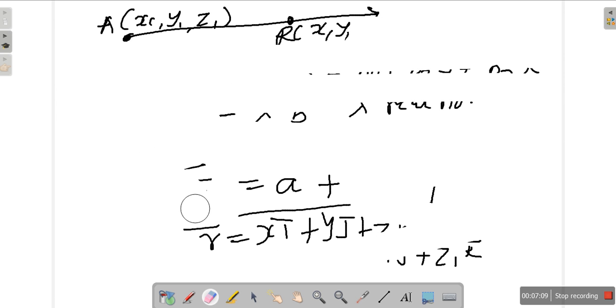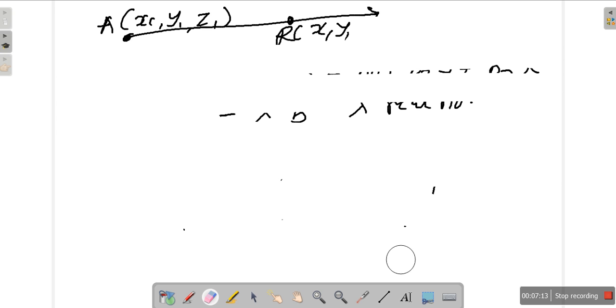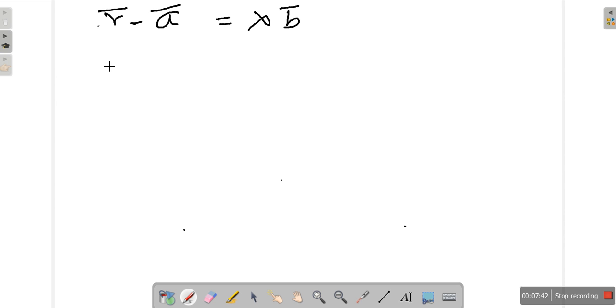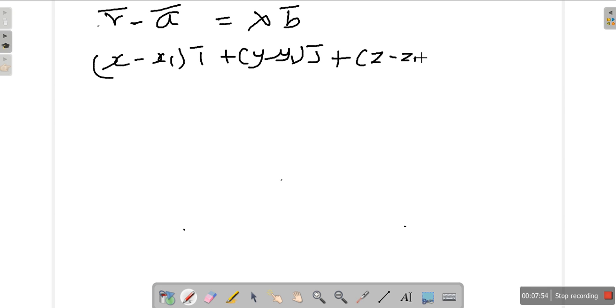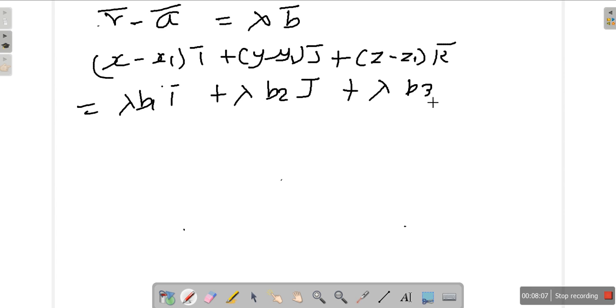Now let us see the Cartesian form of the same equation. Let us start with the vector form. r bar minus a bar equal to lambda b bar. What is r bar minus a bar now? It will be (x minus x1) i bar plus (y minus y1) j bar plus (z minus z1) k bar. This equals lambda b1 i bar plus lambda b2 j bar plus lambda b3 k bar.